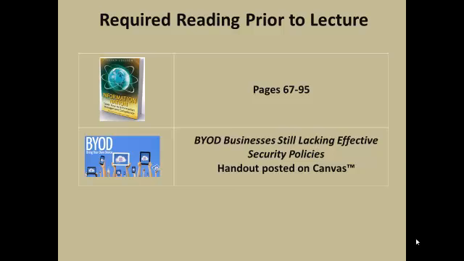Prior to viewing this video for Module 4, please read pages 67 to 95 in the Kahn-Blair text. Also, please read the handout on Canvas called BYOD Businesses Still Lacking Effective Security Policies by Nathan Eddy. Directions on where to locate the handout will be available to you in your Module 4 to-do list, which is also posted on Canvas.